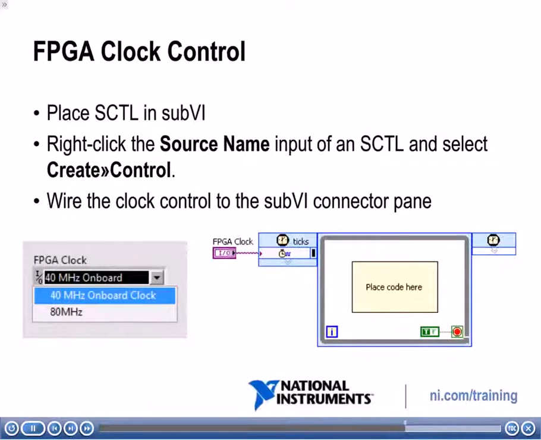So the way that you would create a FPGA clock control is you would place a single cycle time loop in a sub VI, right-click that source name input, and select Create Control. At that point, make sure that you wire the clock control to the sub VI connector pane so the main VI can access it.